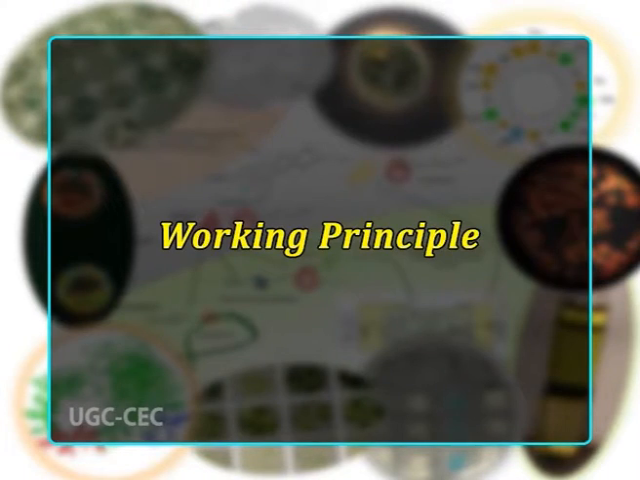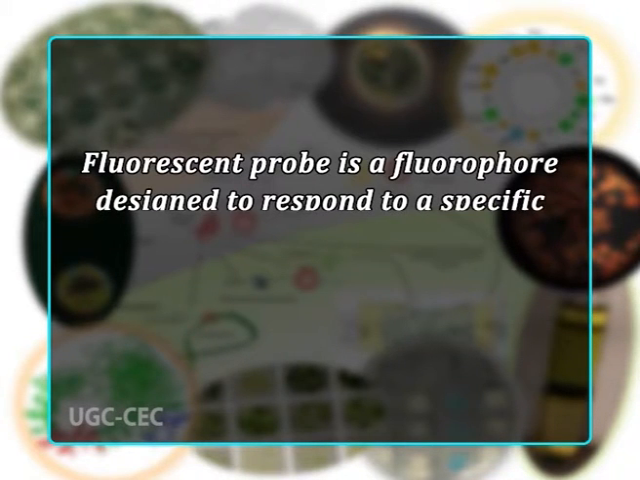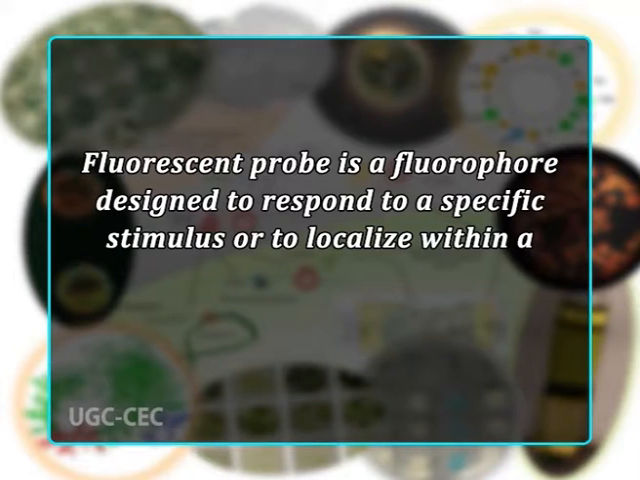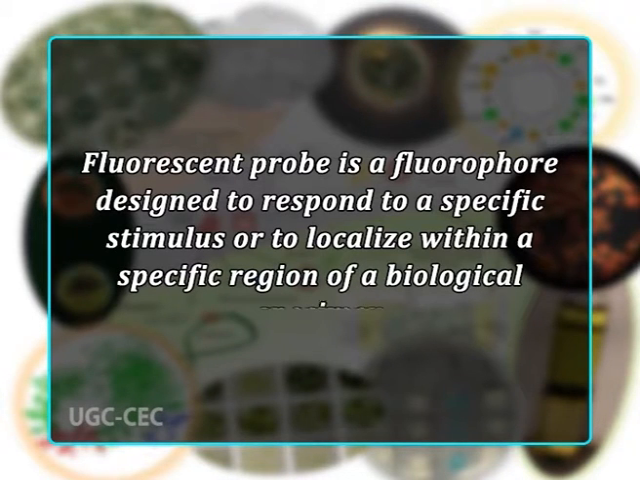Now coming to its working principle. A fluorescent probe is a fluorophore designed to respond to a specific stimulus or to localize within a specific region of a biological specimen. The process responsible for the fluorescence of fluorescent probes and other fluorophores is illustrated by the simple electronic state diagram as described in 3 steps.